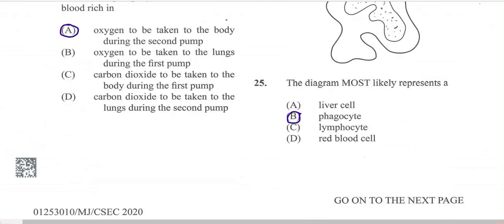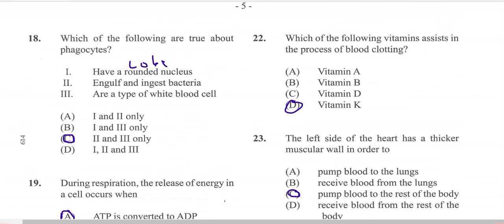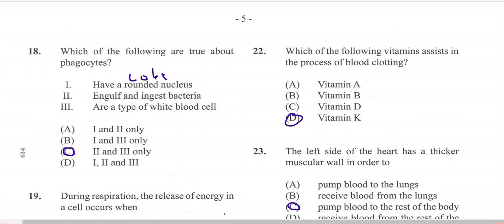And we move on down to question number 22. Which of the following vitamins assists in the process of blood clotting? And that's going to be vitamin K. Vitamin K. And this is pretty much straight from the textbook.